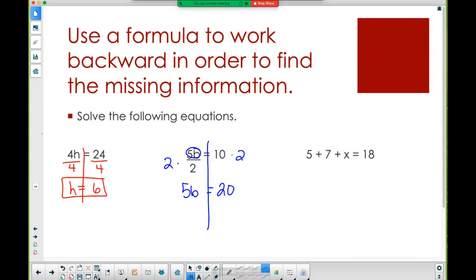And now the best friend has to be alone. We have to get rid of the best friend. How do we get rid of the 5? This means multiplying. What's the opposite of multiplying? Divide by 5. So b equals 4.